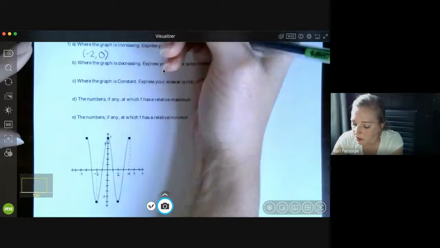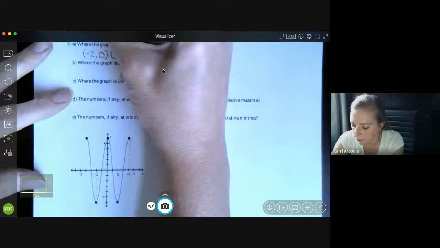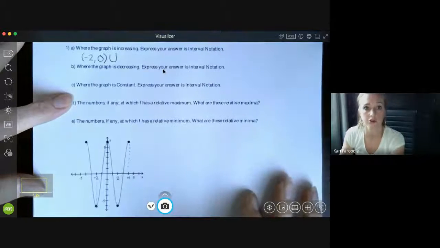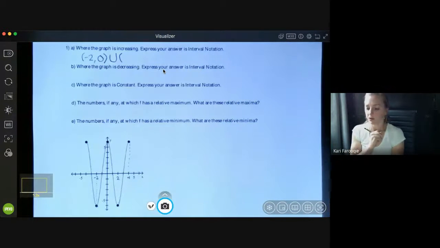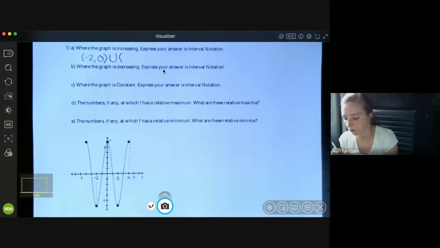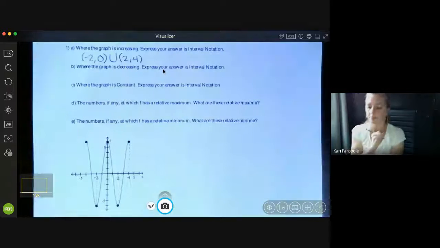When you're using interval notation, we use a symbol called a union to combine more than one interval. So on the interval from -2 to 0 and on the interval from 2 to 4, the function is increasing.